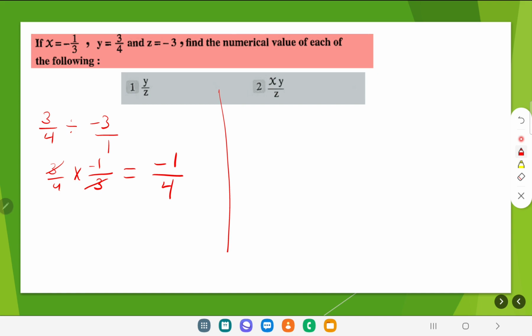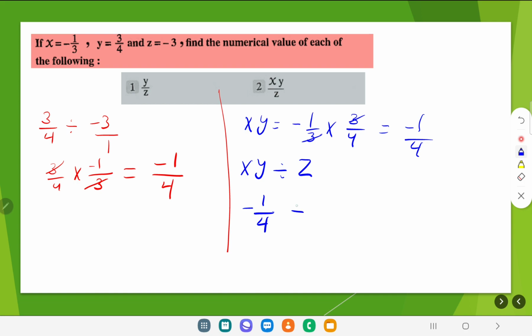X, y over z, x, y means x times y. So firstly, I will make x times y. X as negative 1 over 3 times y as 3 over 4. Cancel 3 by 3, it is negative 1 over 4. Now, it has xy divided by z. It will be equal negative 1 over 4 divided by negative 3 over 1. Negative 1 over 4 times negative 1 over 3. It will be equal 1 over 12. So easy.